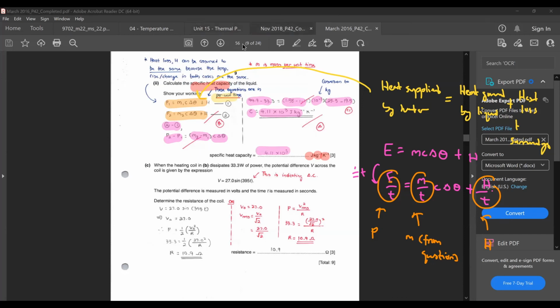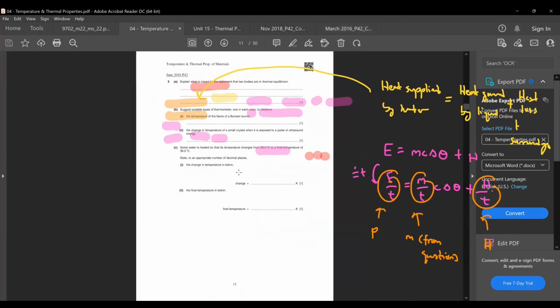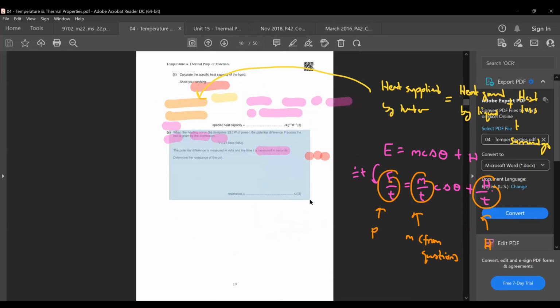Very straightforward. Now, if you look back at the worksheet, I believe you have another part here. Part C you cannot do, because this one is actually related to a different chapter in A2 called AC circuits. You cannot do this one at the moment.